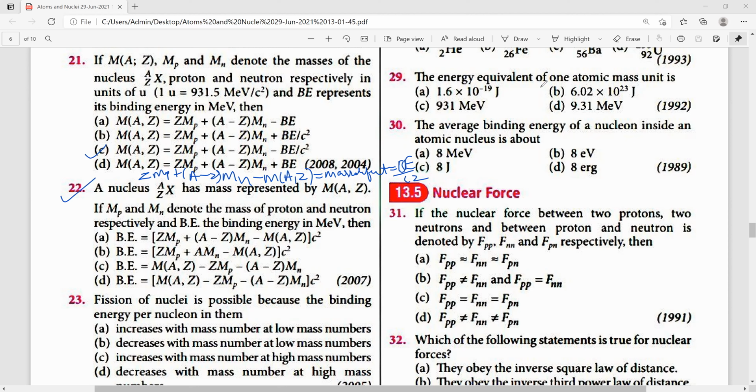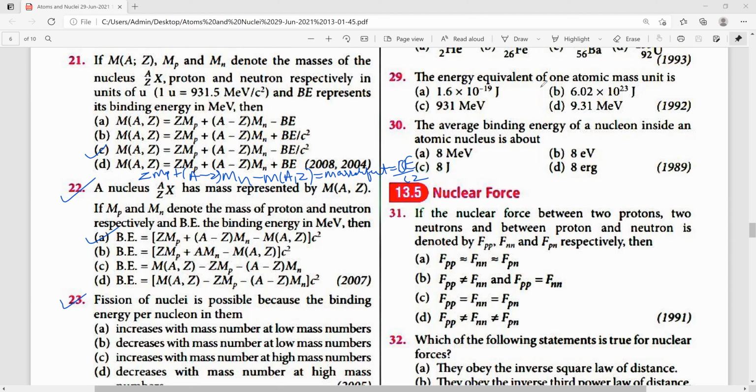Next, 22nd one. A nucleus X has a mass represented by M(A, Z). If Mp and Mn denote the mass of proton and neutron, what is the binding energy in mega electron volt? Four options are given, and we have to choose the right answer. For the 22nd one, option A is the right answer.